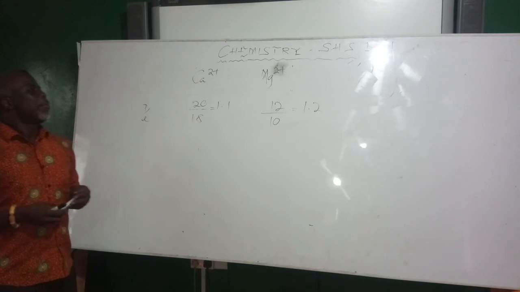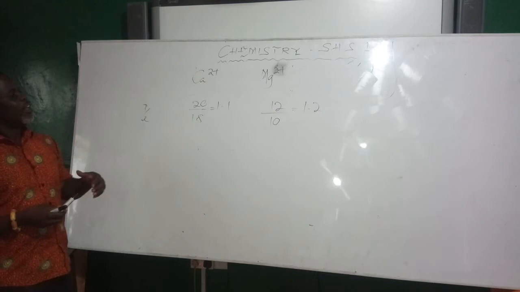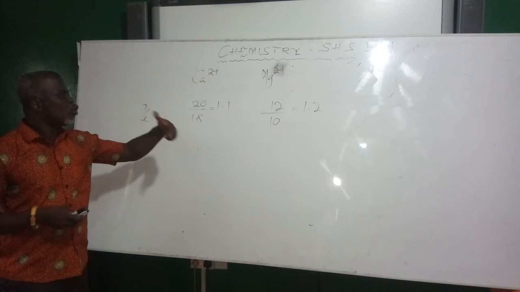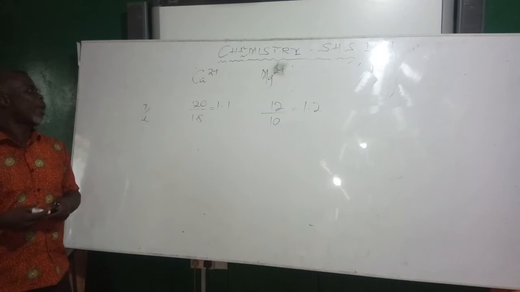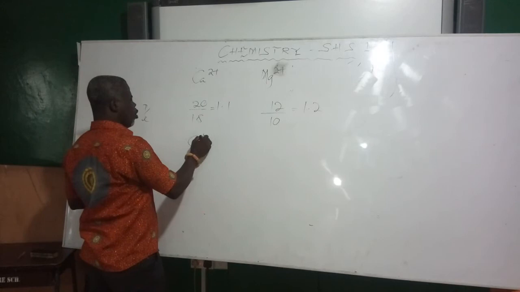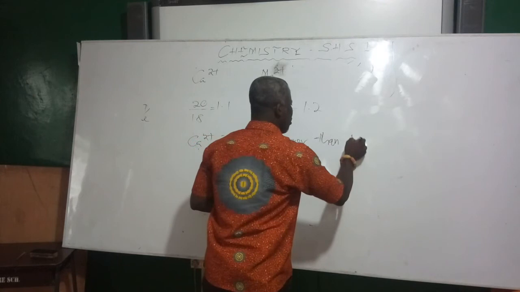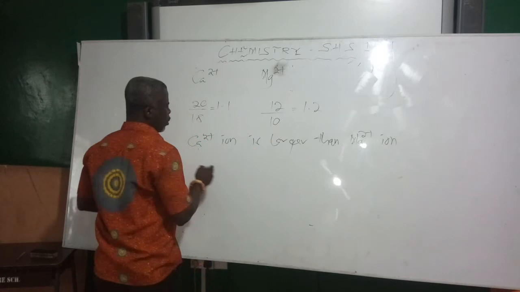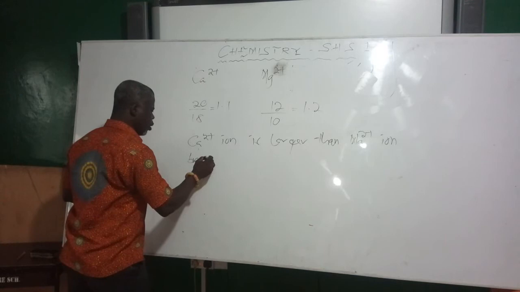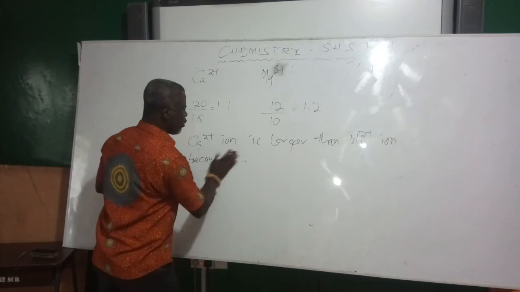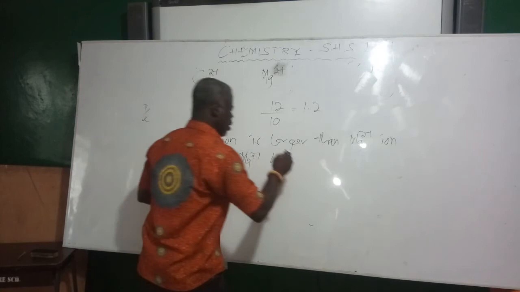So it means that magnesium will have the larger proton-electron ratio, and it's going to have a larger effective nuclear charge. And the size will be smaller than the calcium. So calcium ion is larger than magnesium ion, because Mg2+ has a higher proton-electron ratio.